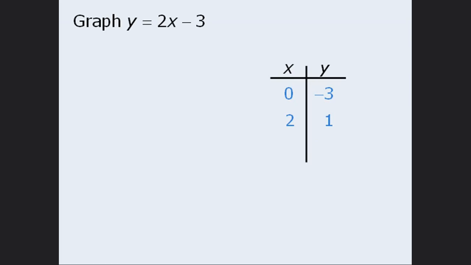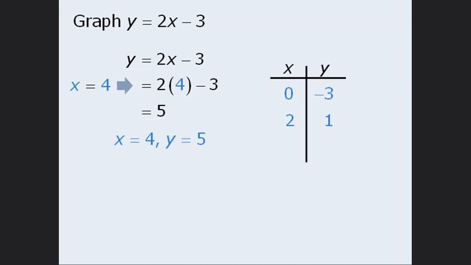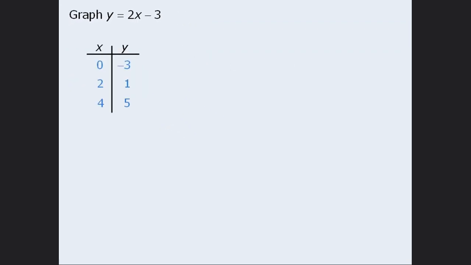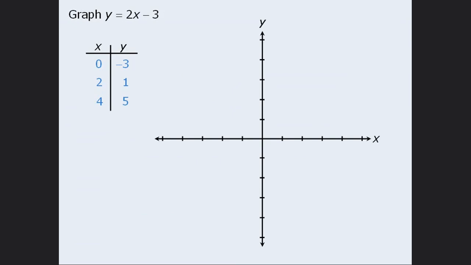So let's choose one more value for x. How about x equals 4? If x equals 4, we'll replace x with 4 and simplify to see that when x equals 4, then y equals 5. So we have our third solution, x = 4, y = 5, which we can add to our table.